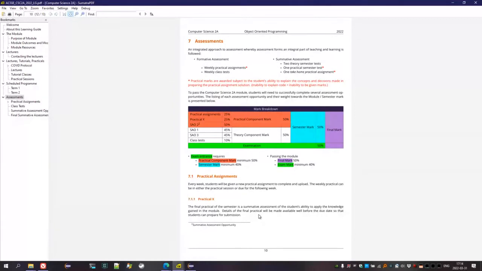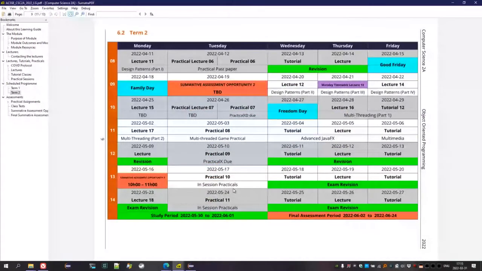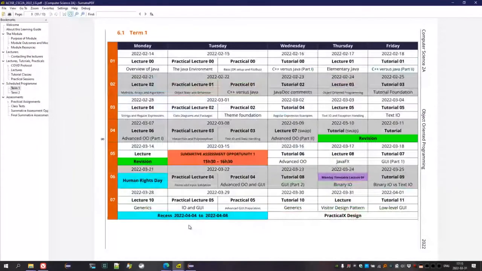So that's what we're going to have a look at. We're going to have a look at what practical X is. It's meant to test your ability to understand all the concepts taught in Computer Science 2A, and then obviously apply that to a certain situation. So what concepts are we going to have a look at? Well, everything that we've covered in the module.